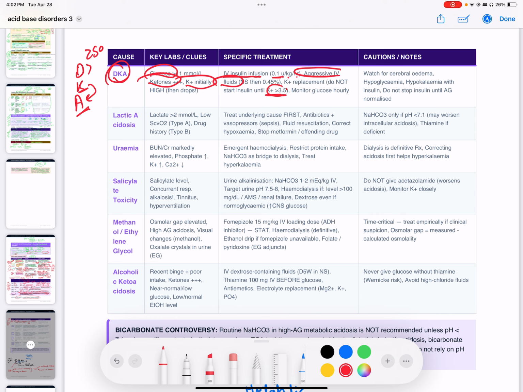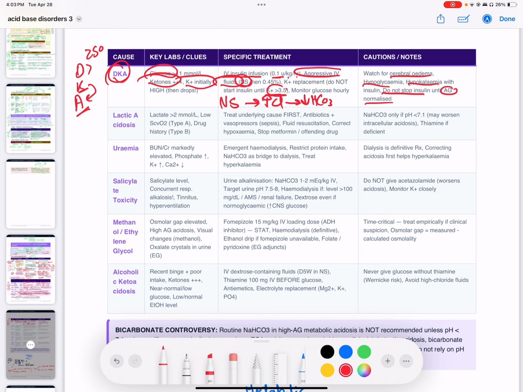And the fluid that we usually use is normal saline, but be cautious again because normal saline can cause an increase in the chloride and that drops the bicarb and that can cause normal anion gap metabolic acidosis. And those are cautions: watch for the edema, hypoglycemia, hypokalemia, and don't stop the insulin until the anion gap normalizes.